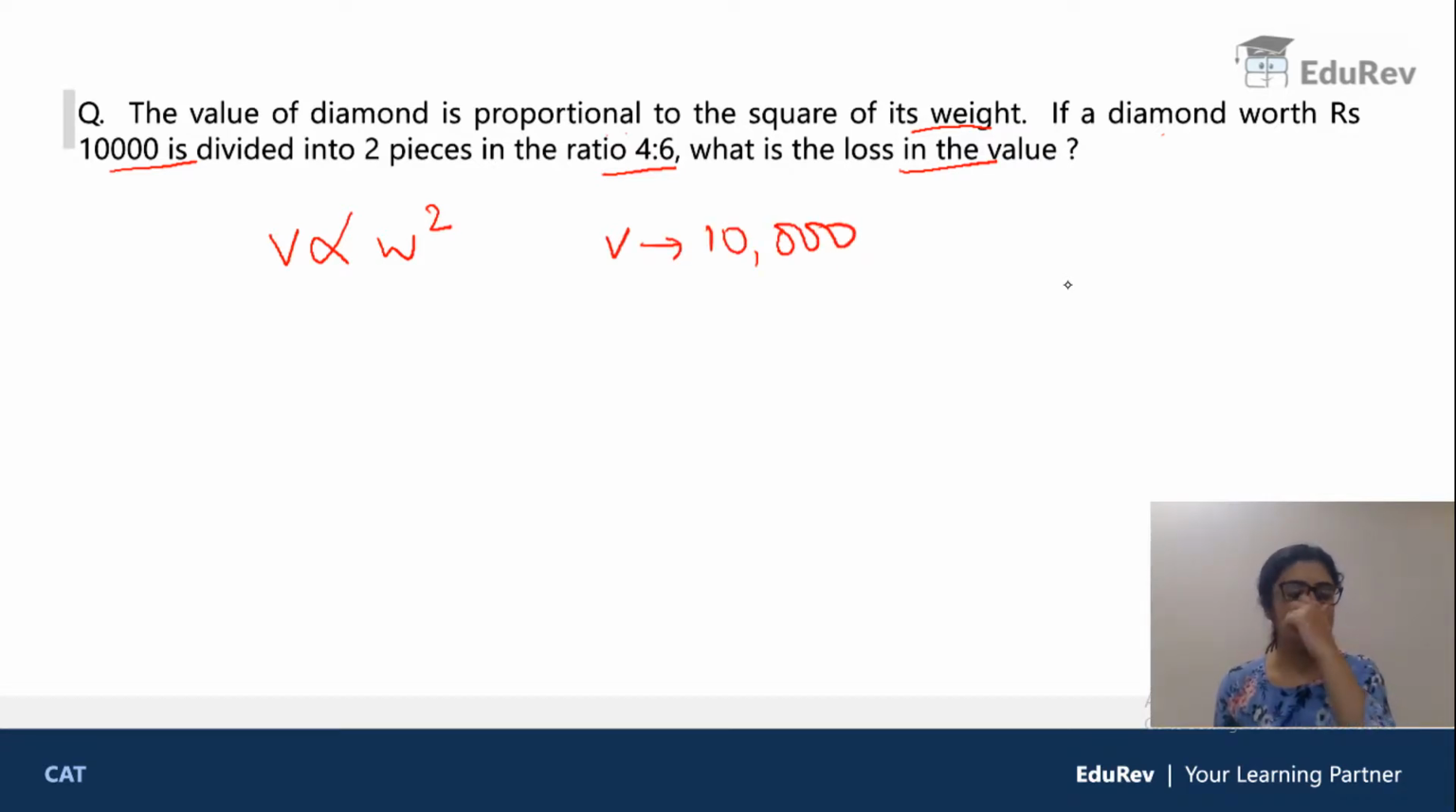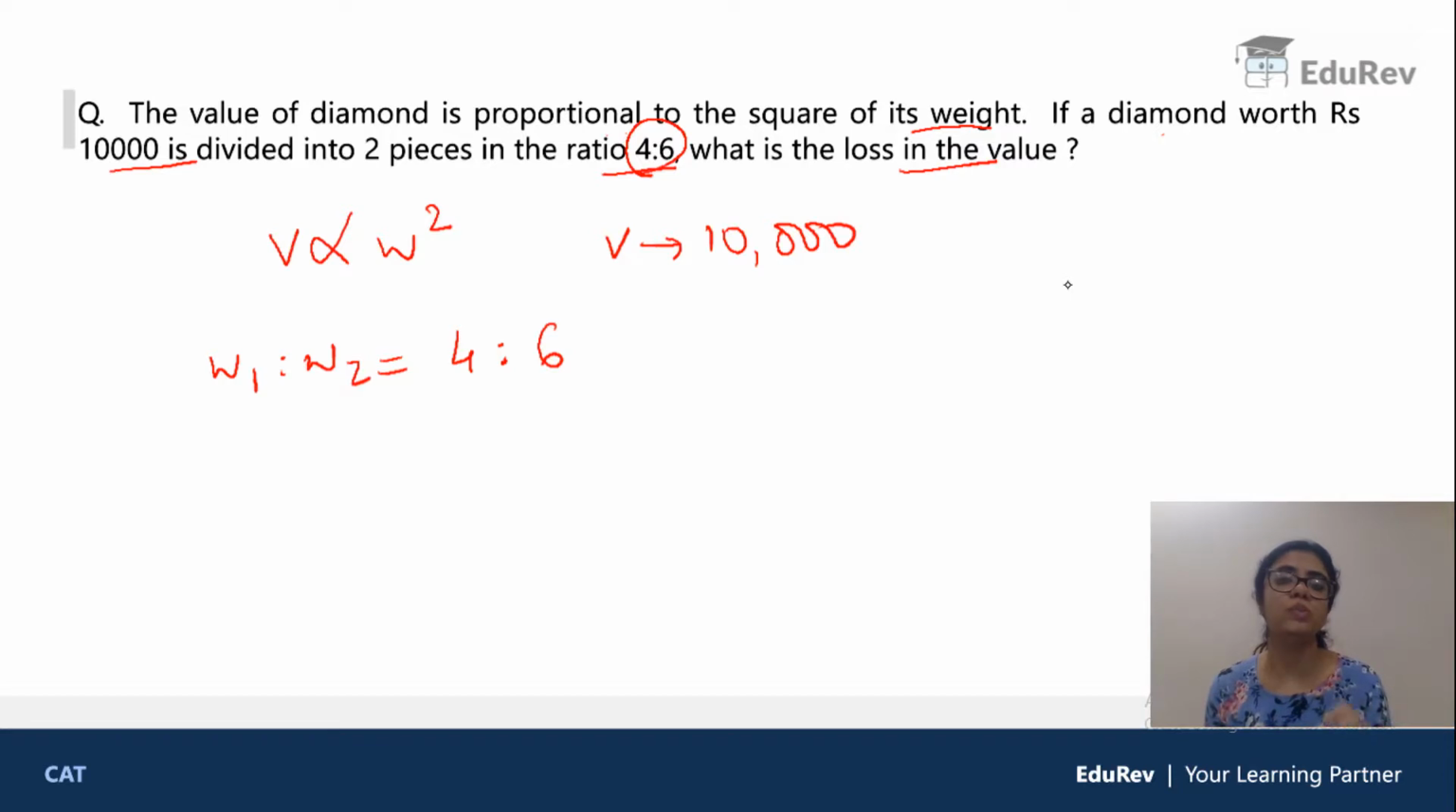So initially the value was 10,000. Okay. Now this got divided into two pieces. Let's say it fell down, it broke, and it got divided into two pieces in the ratio 4:6. Now they are asking you what is the loss in the value. Okay. Now what is this ratio 4:6? This is the ratio of your weight. Okay, the weight is divided in the ratio 4:6. So your weight 1 is to weight 2 is nothing but 4:6.